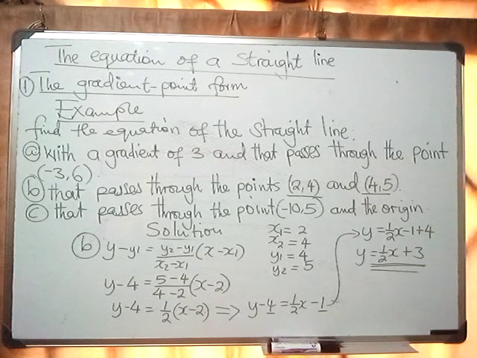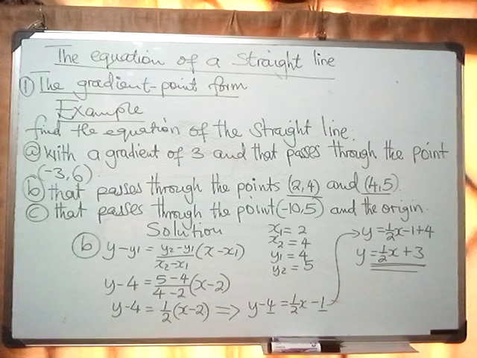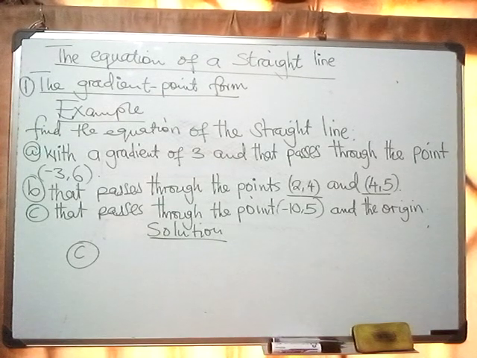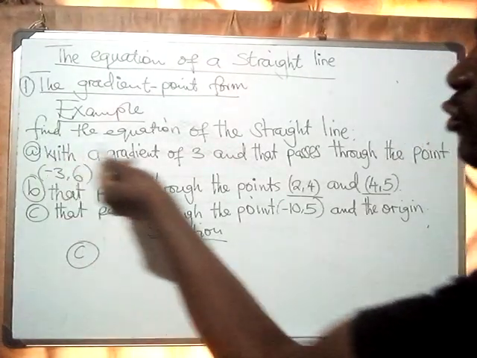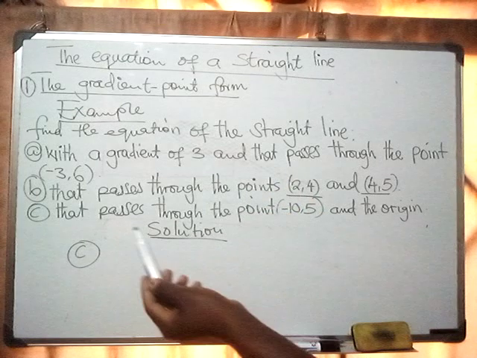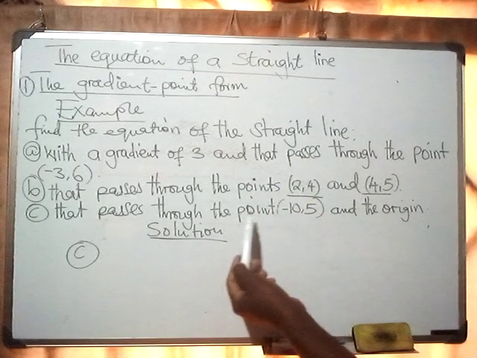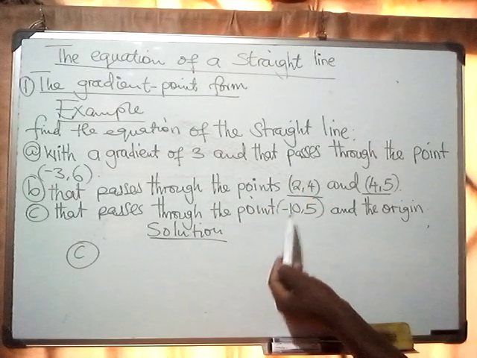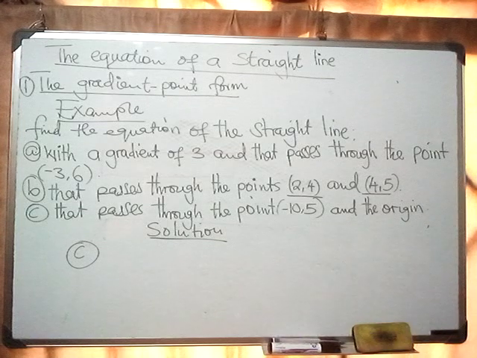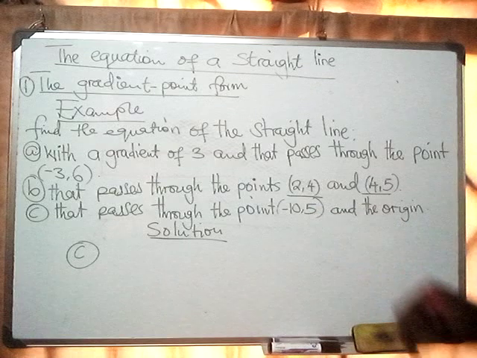Let us now go to question number C. Make sure you pause the video as you copy question number B. Now we are going to question number C. Question number C reads, we are still finding the equation of the straight line that passes through this point and the origin.